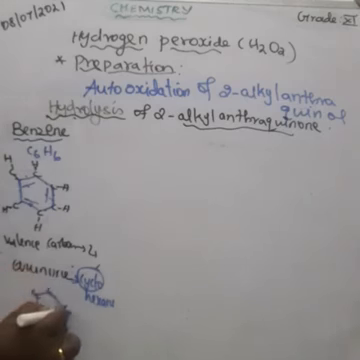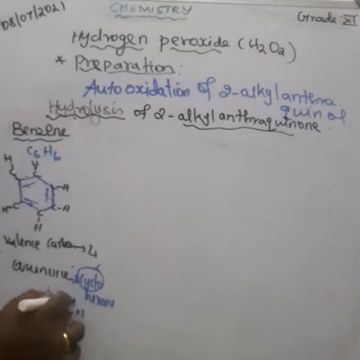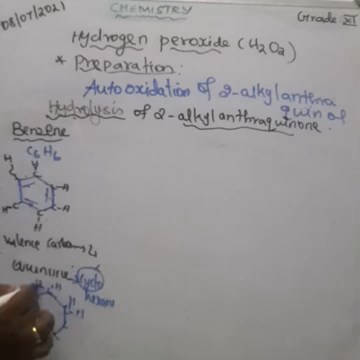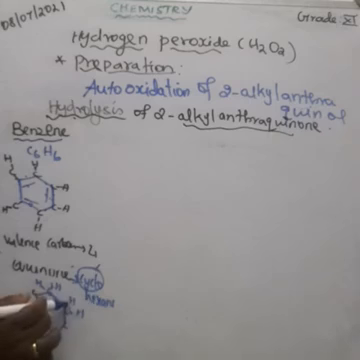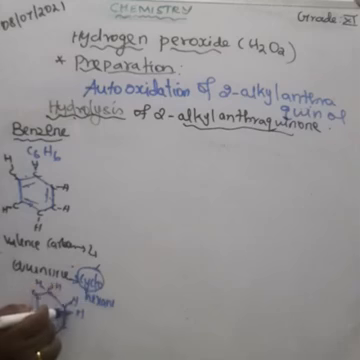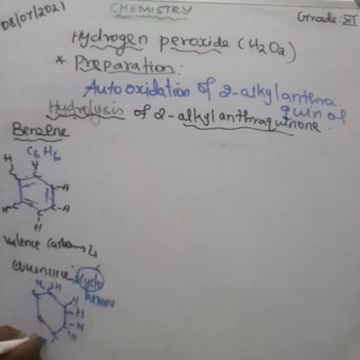Cyclohexane means carbon valency 4, so each carbon should be surrounded by 4 bonds. Here each carbon is surrounded by only 2 bonds, so each carbon should be surrounded with 4 bonds. Each carbon has 2 hydrogen atoms, each carbon atom connected with 2 hydrogen atoms.